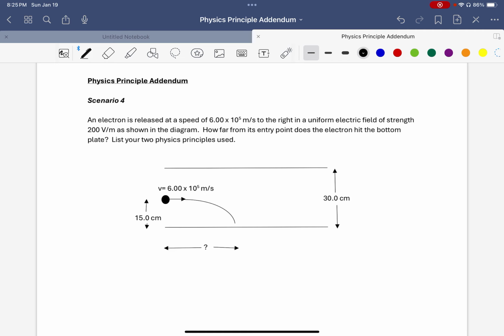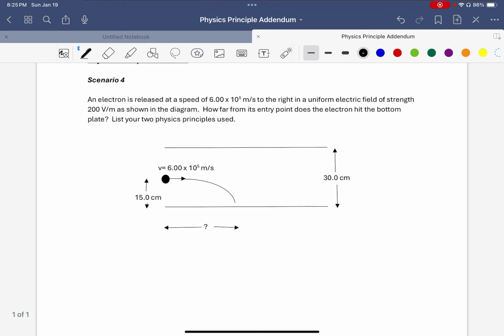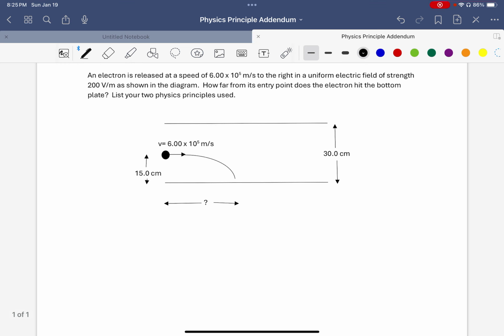This one says, an electron is released at a speed of 6 times 10 to the 5 meters per second to the right in a uniform electric field of strength 200 volts per meter shown in the diagram. How far from its entry point does the electron hit the bottom plate? What are the two physics principles used? So we're looking for this distance right here, the distance from where the electron enters the two parallel plates to where it strikes that bottom plate. And then we're looking for those two physics principles used.